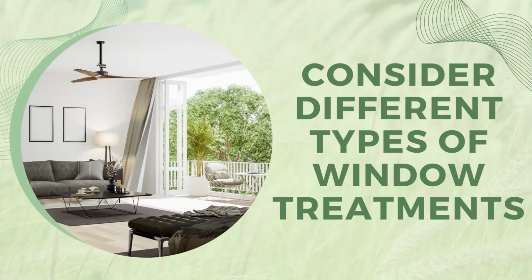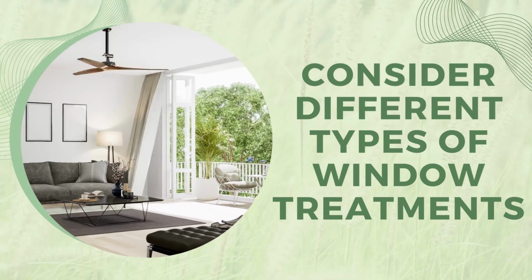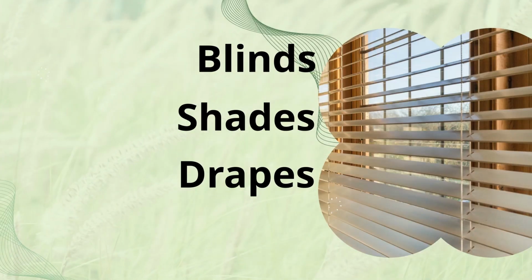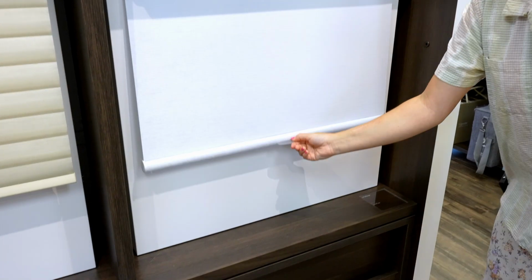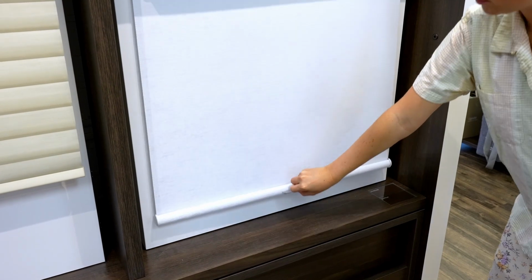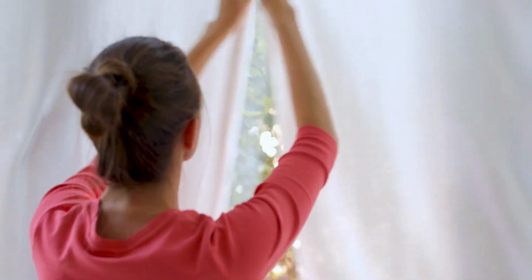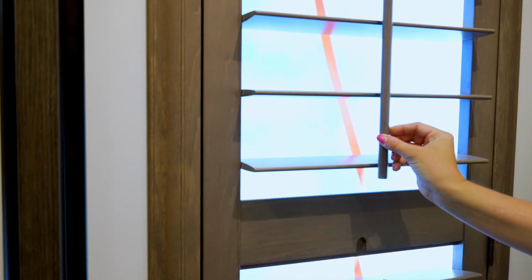Number 2, considering different types of window treatments. There are several types of window treatments to choose from, including blinds, shades, drapes, and shutters. Each type of window covering has unique properties in both performance and look. Blinds are a versatile option that offers a range of materials, sizes, and colors. Shades are available in different styles such as cellular, roller, and Roman. Drapes come in many different fabrics, textures, styles, and colors, making them perfect for adding decorative touches. Shutters are a more traditional option that brings added value to your home.